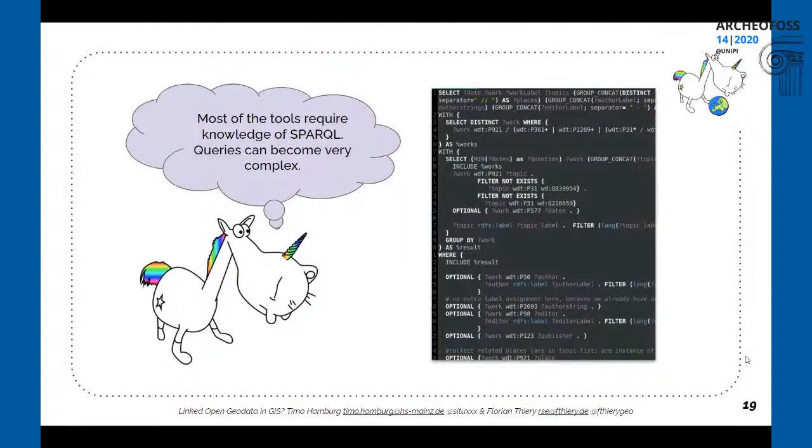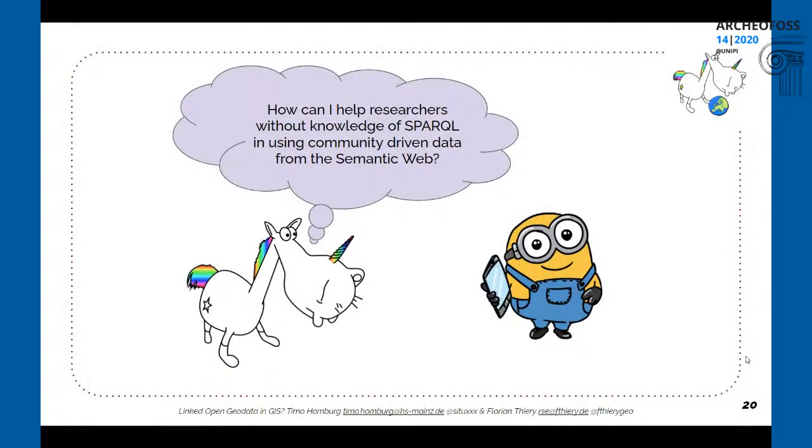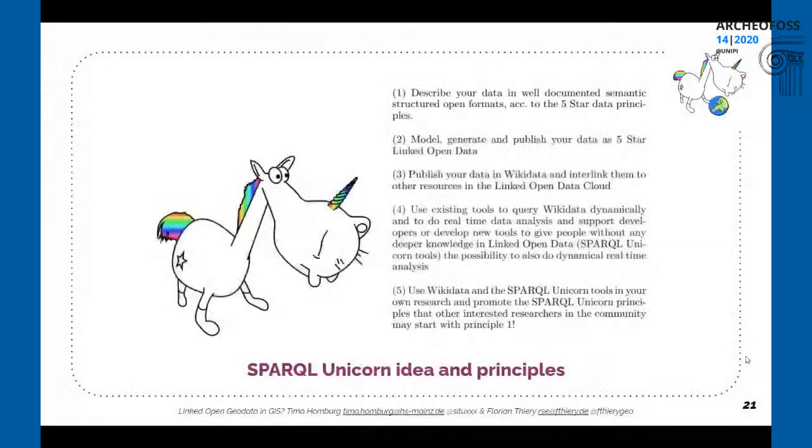And the idea behind it is as follows. On the right, you can see what a pretty complex Sparkle query might look like. And for people not so familiar with tech, they will see, wow, most of the tools require a knowledge of Sparkle. Queries can become very complex. I might not be able to consider this linked data paradigm in my work. So the question arises, how can I help researchers without knowledge of the Sparkle query language in using community-driven data from the semantic web for their work and thereby have a profit?